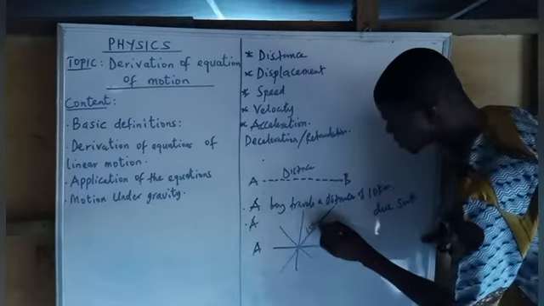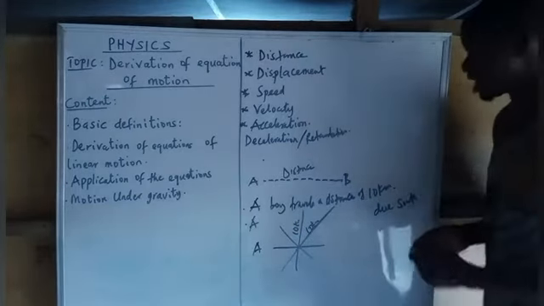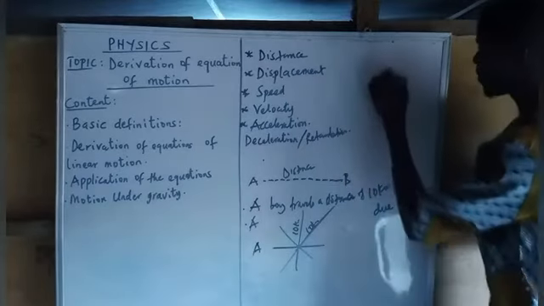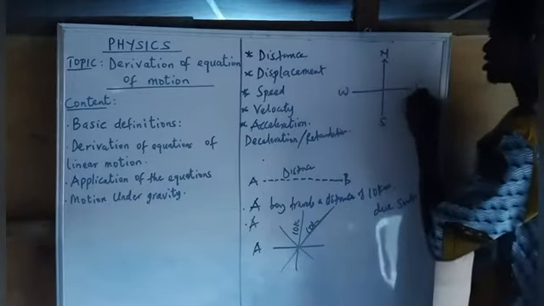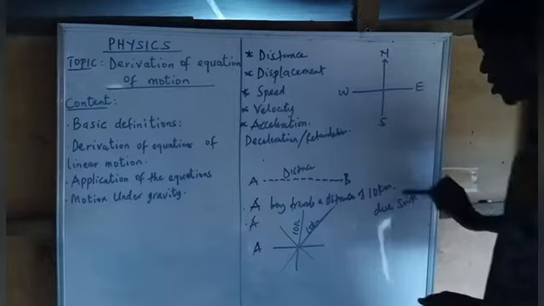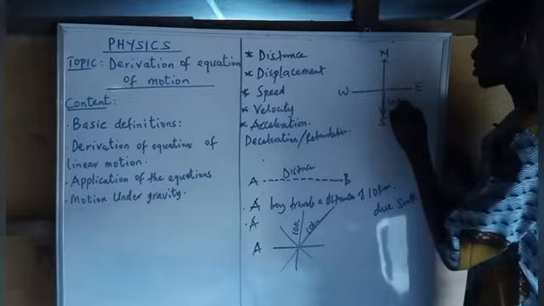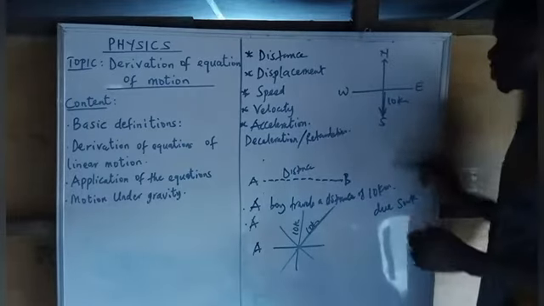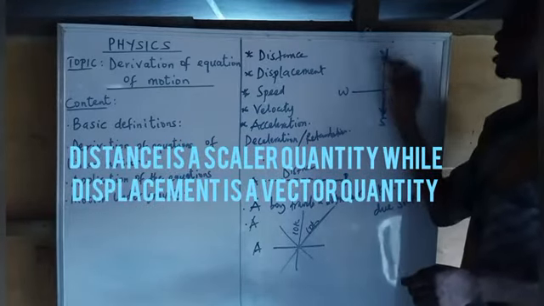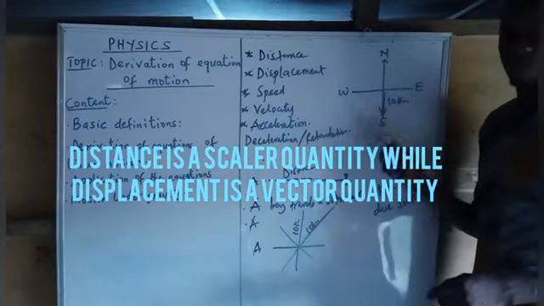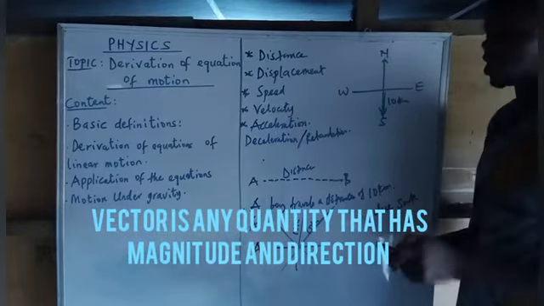And all of them are still 10 kilometers. But for the second one, a boy travels a distance of 10 kilometers due south. From our cardinal points, we have four: North, South, West, and East. Since the boy travels 10 kilometers due south, it means the 10 kilometers is on the southern part of the cardinal point. And that is the difference between distance and displacement. Also, distance is a scalar quantity, while displacement is a vector quantity, which is any quantity that has both magnitude as well as direction.